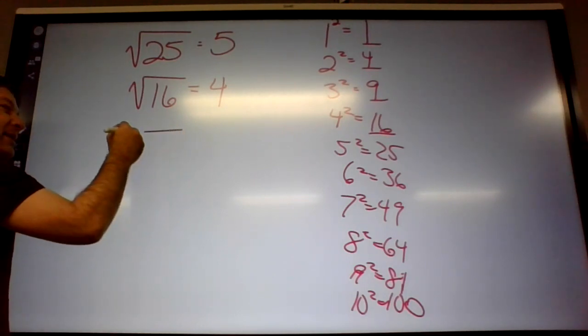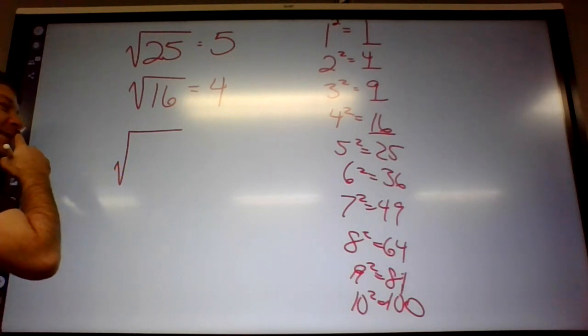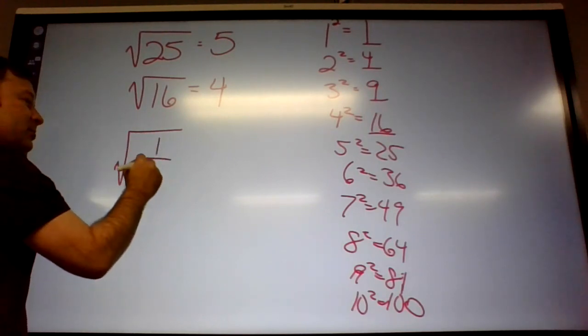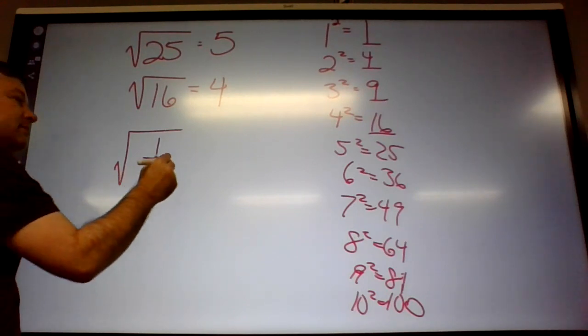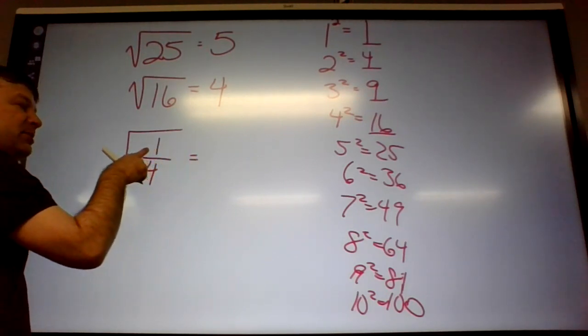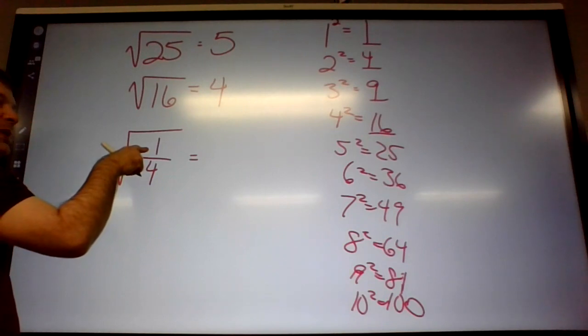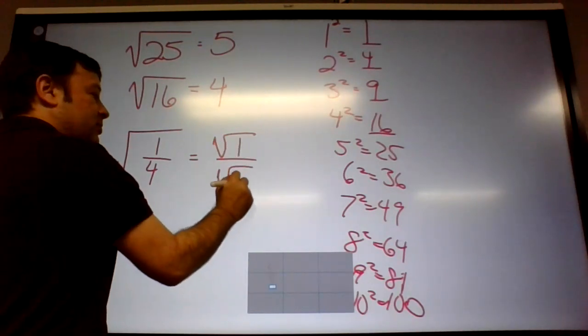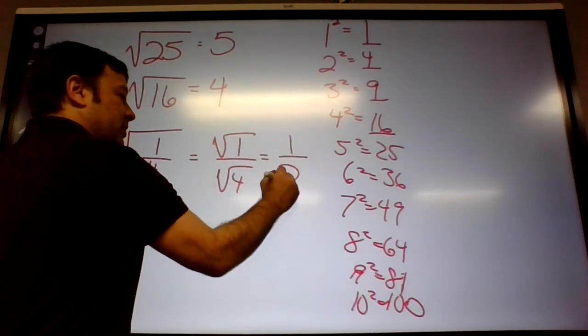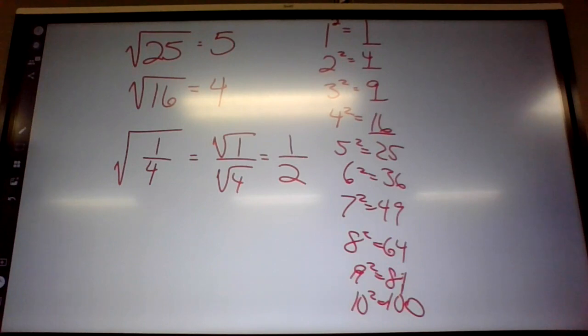Now let's see if I can fool you. How about the square root of 1/4? 1 over 2. Yeah, so when you do a fraction, you can basically do the square root of 1 over the square root of 4. The square root of 1 is 1 and the square root of 4 is 2.